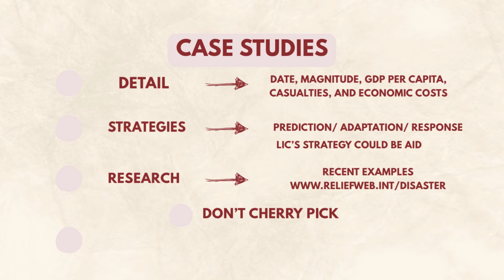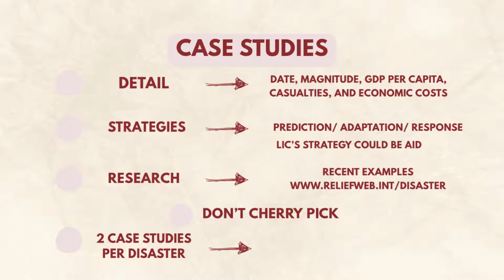You need at least 2 solid case studies with detail on prediction, adaptation, and response. One hack is to choose one from a richer country and one from a poorer country. That way you can show how wealth shapes outcomes. Many students lean too heavily on events in high-income countries and then struggle when asked about vulnerability in low-income countries.